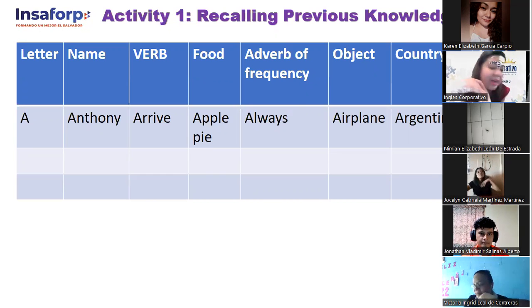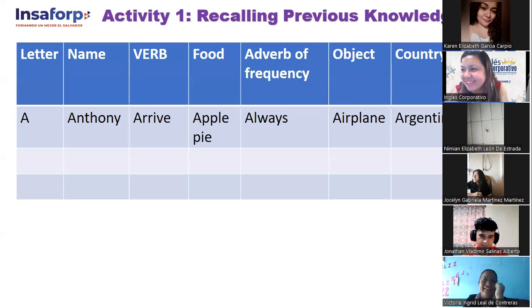Okay. Food. Hamburger. Yum. Ham. I have ham. We also have honey. Okay, honey. Good. Adverb of frequency? Easy. Hardly ever. Yes.